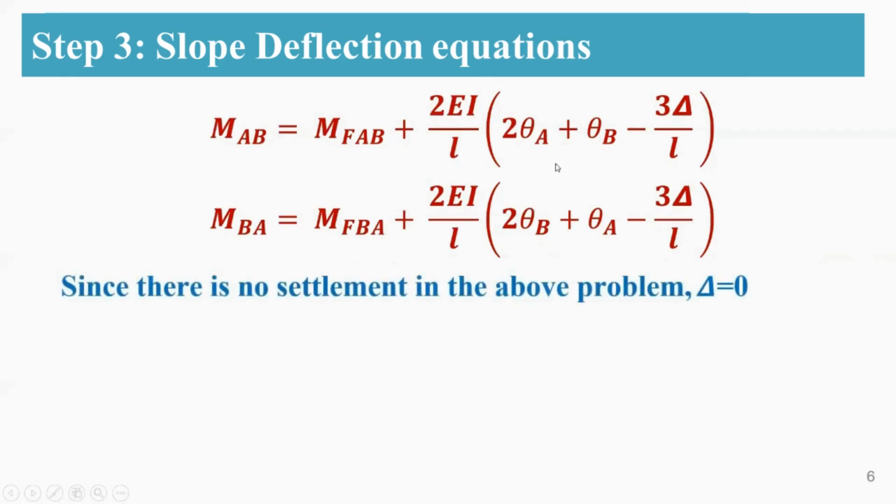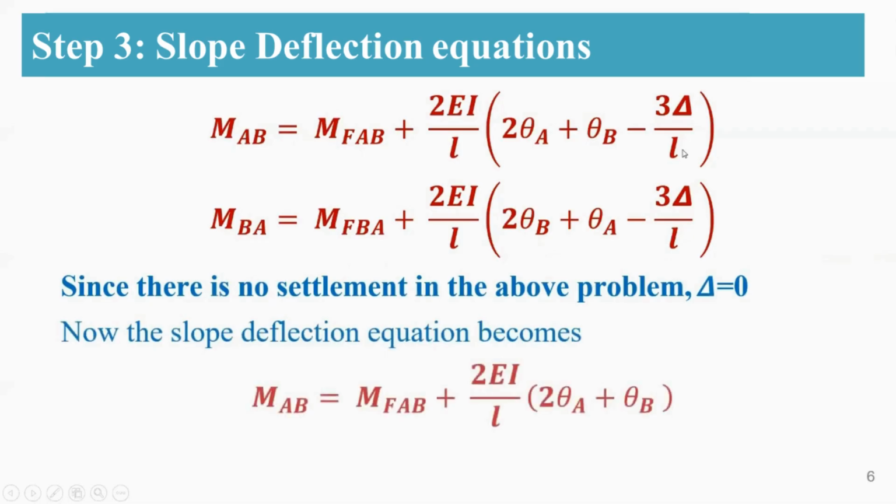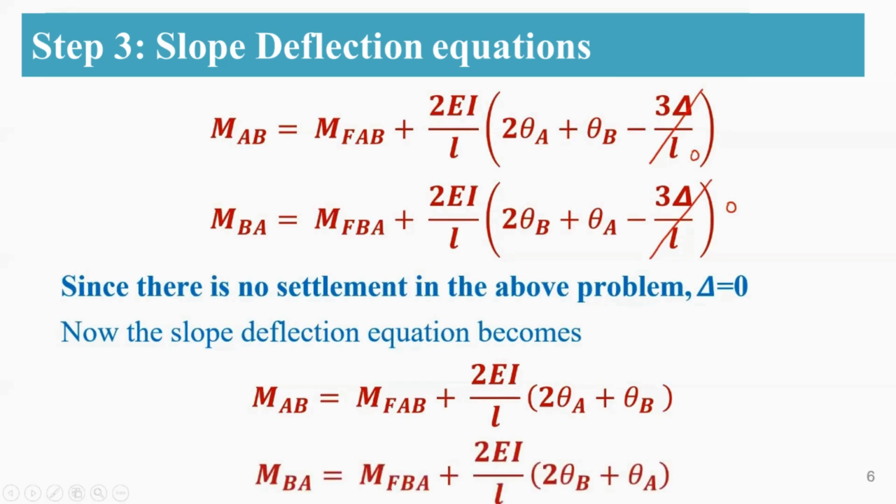In this problem, we do not have any settlement. Therefore, delta will be equal to 0. Now what will the slope deflection equation become? This part will be equal to 0 and this part also will be equal to 0. Now MAB will be equal to MFAB plus 2EI by L into 2 theta A plus theta B. Similarly, MBA will be equal to MFBA plus 2EI by L into 2 theta B plus theta A. So these are the slope deflection equations we are going to use in this problem.